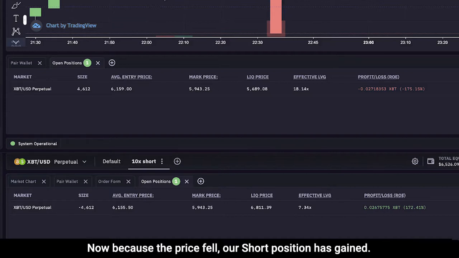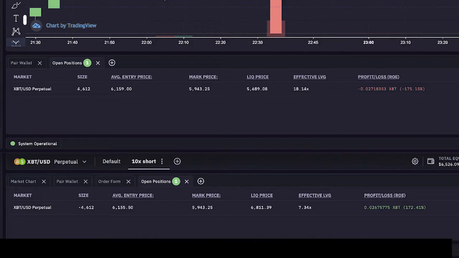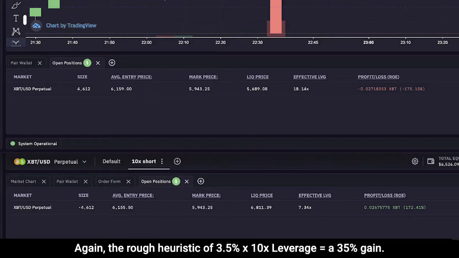Now, because the price fell, our short position has gained. So our 10x short position has gained 0.0267 Bitcoin. And remember, there was a slight difference in the entry price. This is equal to $159. And in this trade, we've gained 34% on our initial margin. Again, the rough heuristic of 3.5% times 10x leverage equals a 35% gain.